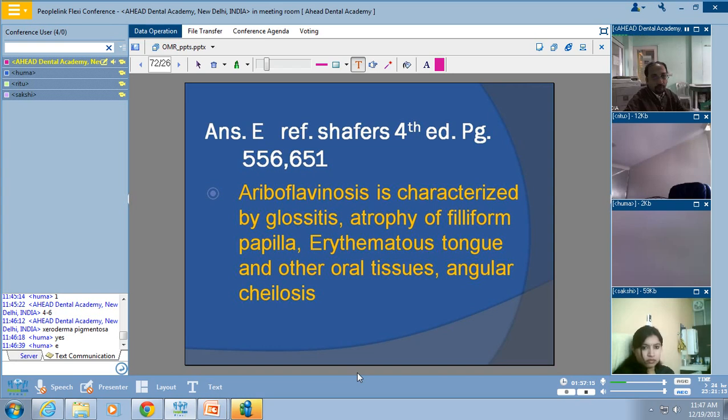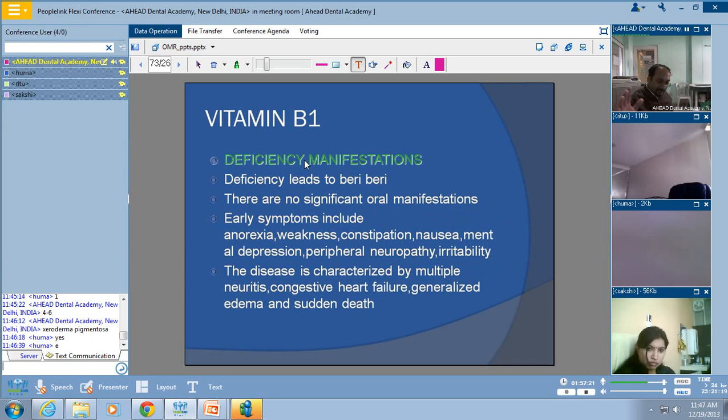So I'll just give a very, very quick precursor. I will not be boring you with what happens in vitamin B1 and all. I'll just be doing a very quick recap of vitamin B1. Vitamin B1 deficiency leads to beriberi. There are no other manifestations you need to worry about. But what you need to know is vitamin B1 leads to beriberi. This is important. Okay?